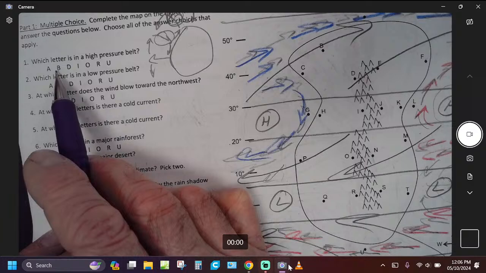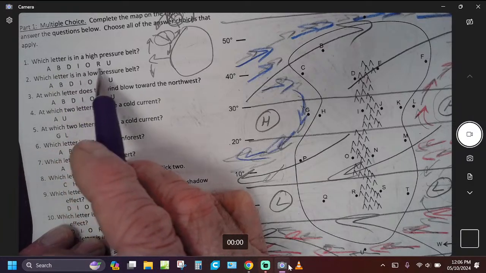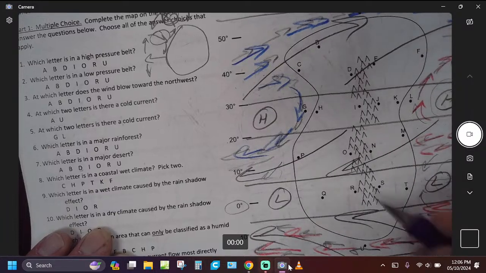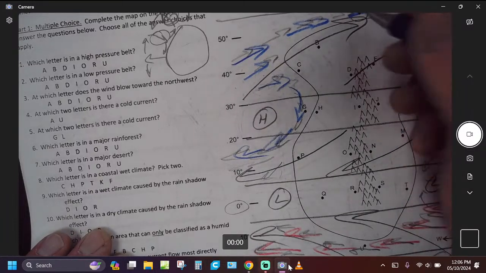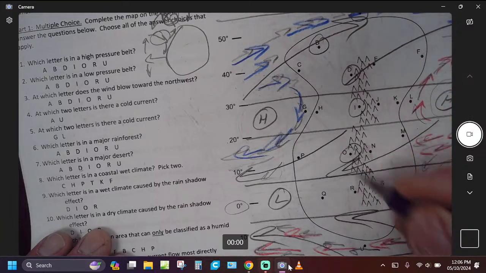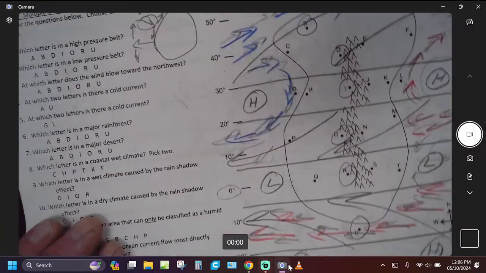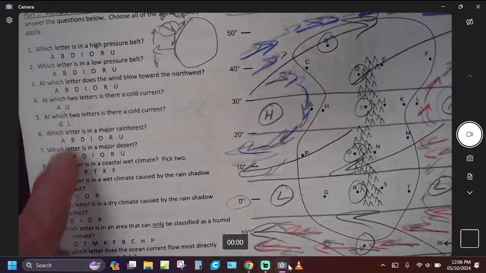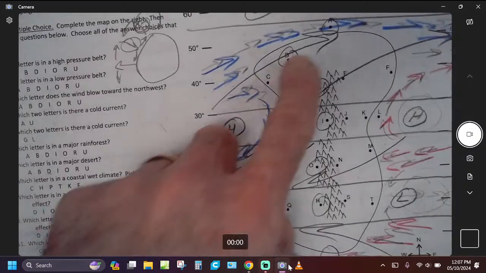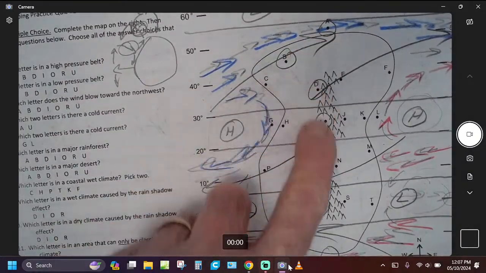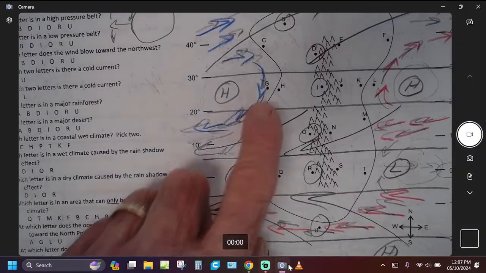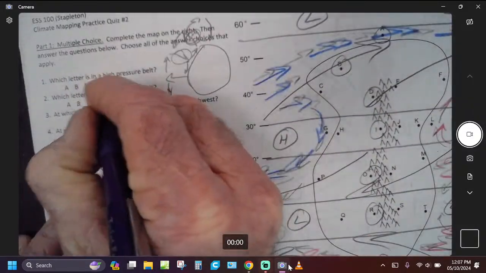If you have some answer choices like A, B, D, I, O, R, and U, one thing that's useful is I'm going to circle those letters. There's A, B, D, I, O, R, and U, just so I can find them easily. And then the first question is, which of those is in a high pressure belt? So what is it? A, B, D, I, O, R, or U? Which one? High. So we've got the answer to this.